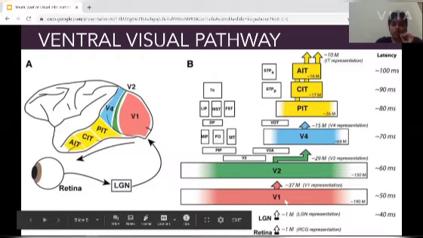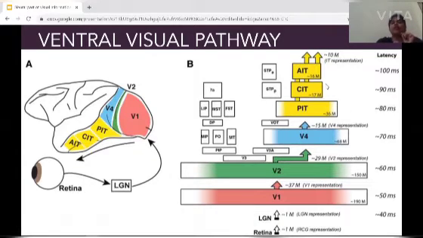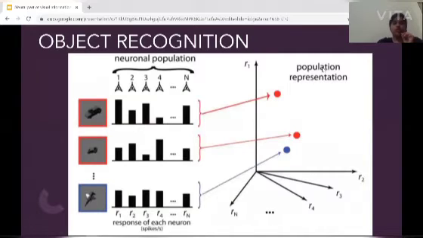So the low-level vision processing happens basically in the primary visual cortex, and the mid-level vision processing happens from V2 to V4. And then the semantic representations and object detection and all that are obtained in the temporal cortex.